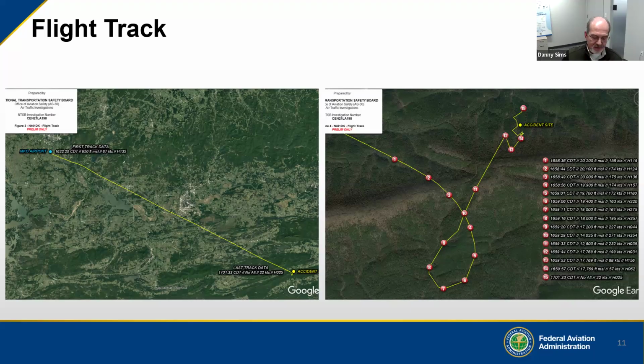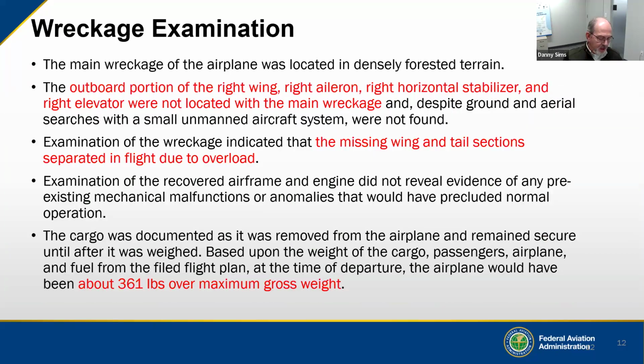About 2 minutes after the descent began, the airplane began a right turn to the northeast and continued on that heading for about 30 seconds. The flight path then became erratic before the data ended. The NTSB examination of the wreckage indicated that the missing wing and tail sections were not found with the main part of the aircraft itself, indicating that there was separation in flight due to overload.